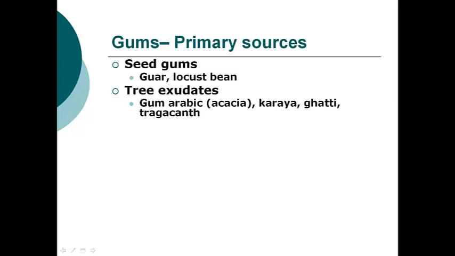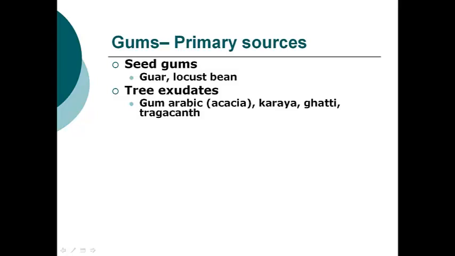Tree exudates is another way of simply saying tree sap. The sap hardens as it oozes from the tree, and the hardened sap is collected and ground into a fine powder, which is the gum. Each has unique characteristics that determines how it's used.